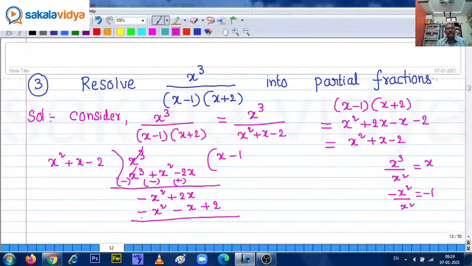So that means change the signs. This changes to plus, this changes to plus, this changes to minus. x square cancels. This is 3x, 2x plus x minus 2. So therefore, x cube by x minus 1 into x plus 2 is written as x minus 1 plus 3x minus 2 by x square plus x minus 2. So that means actually we are going to write like this.